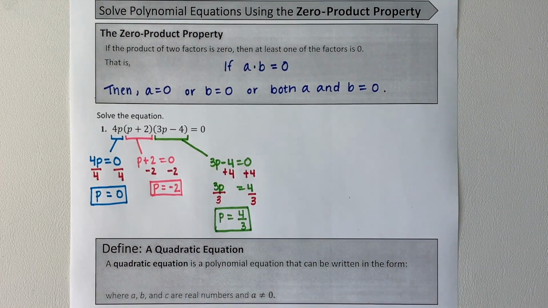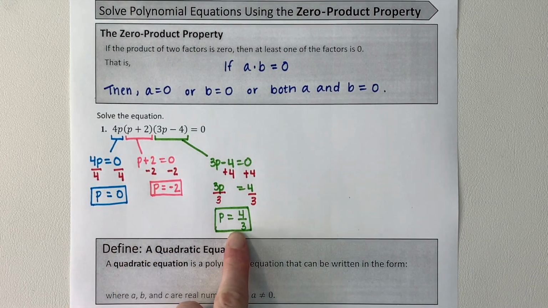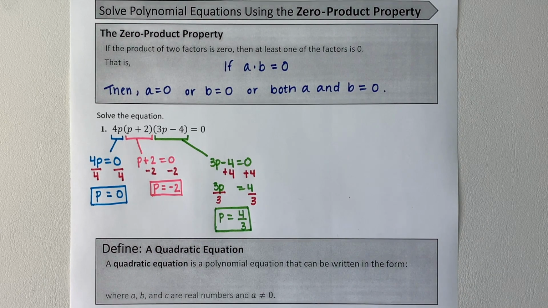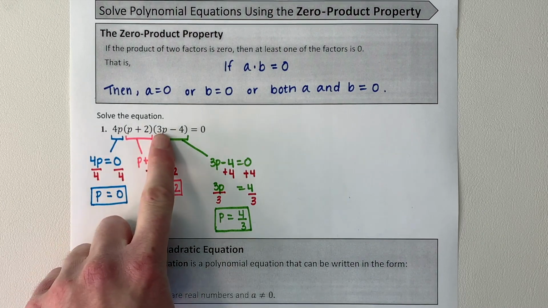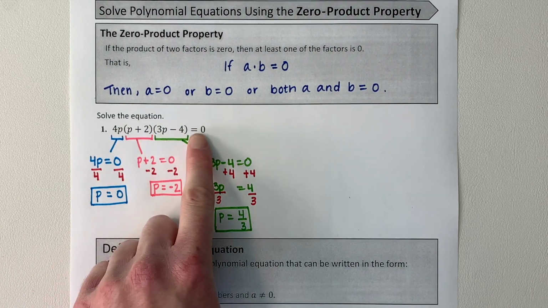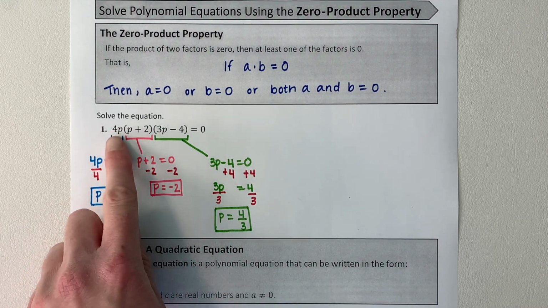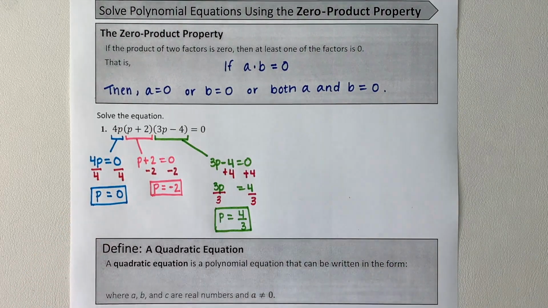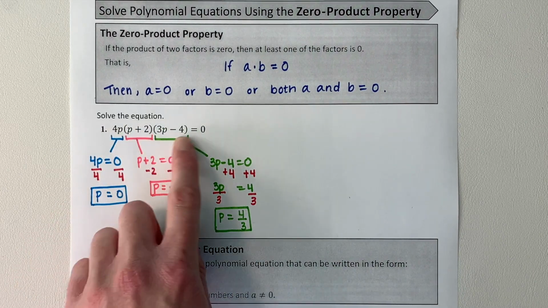So we have three solutions here. P equals 0, P equals negative 2, and P equals 4/3. If you'd like to check your work, you'll have to check each answer separately. Start by plugging in 0 for each of these P's, and when you compute this, you will get 0. Then plug negative 2 in for each of these P's, and when you compute this, you'll get 0. Lastly, you'll want to plug in 4/3 for each of these P's, and when you compute this, it will equal 0.